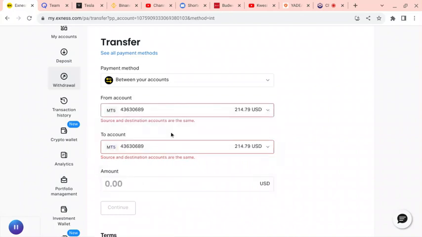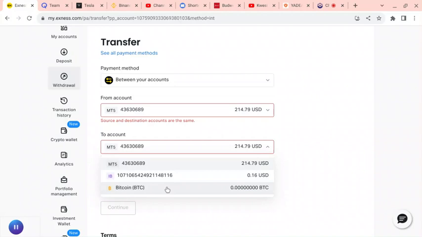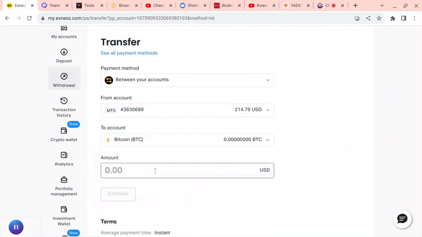If I do this and I come to Bitcoin and I say that I want to transfer, let's say 200, and I continue, automatically the USDT will convert to BTC. Do you understand it? It converts to BTC.